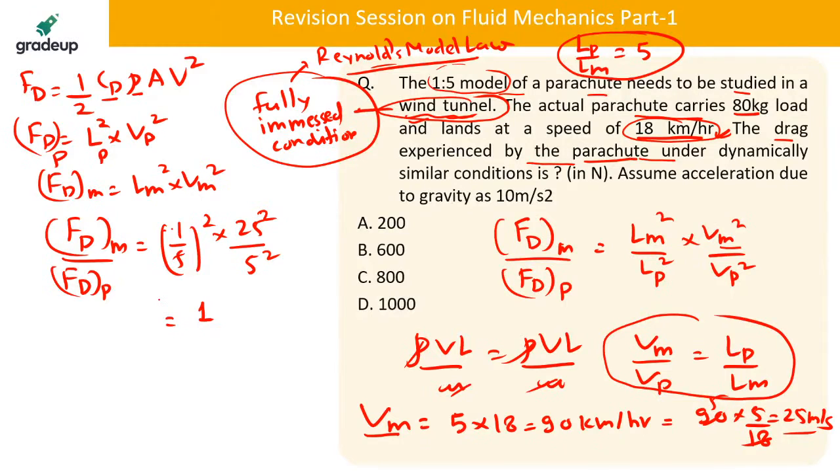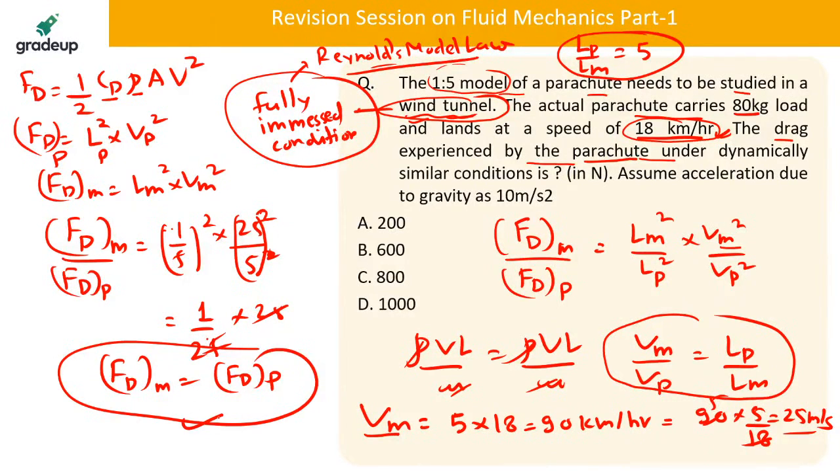Clear everyone? 1 by 5 square, and this will be 25 by 5 whole square. So it will be 1 by 25 into 25, which will be equal to 1. So drag force of the model will be equal to drag force in the prototype. This is the result you will be getting here.